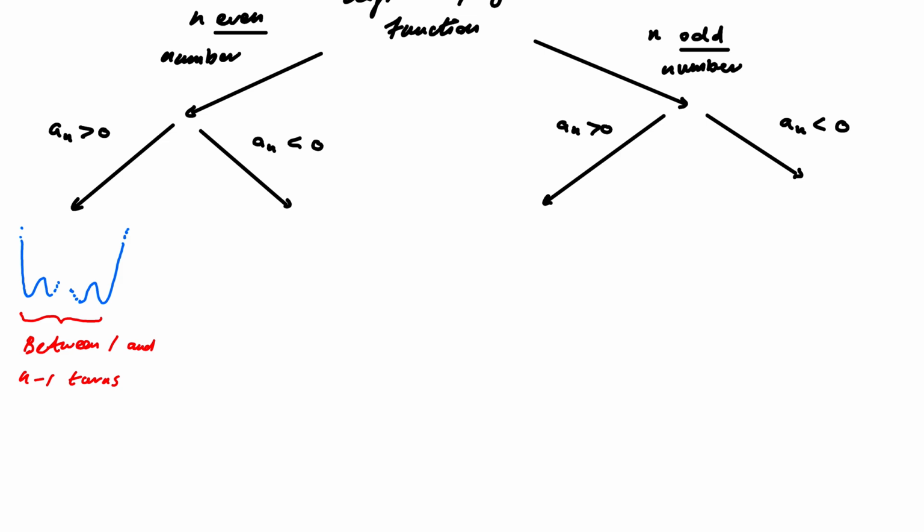If we're negative, well, it's the same thing but upside down. So it looks like this. That kind of business. It doesn't need to be symmetric either. It doesn't have to have any kind of symmetry. It could be kind of pretty wonky. The things could be at different heights. But it's the same basic story. So again, this guy, it's between 1 and n minus 1 turns.